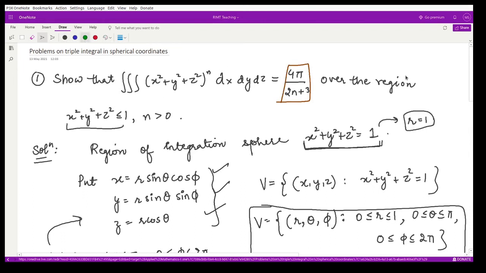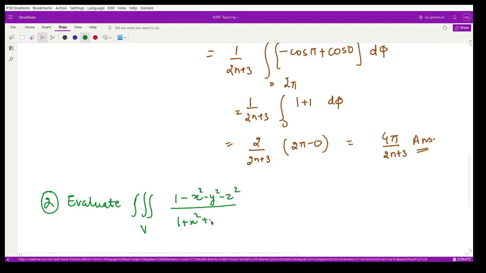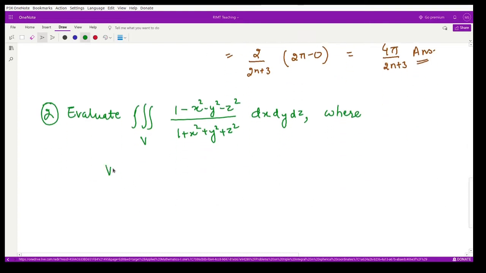So now let us move on to the next question. Question number 2 says: evaluate the integral over V of the function 1 minus x square minus y square minus z square divided by 1 plus x square plus y square plus z square dx dy dz, where V is given to be the region consisting of all the points x, y, z such that x is greater than or equal to 0, y is greater than or equal to 0, z is greater than or equal to 0, and x square plus y square plus z square is less than or equal to 1.